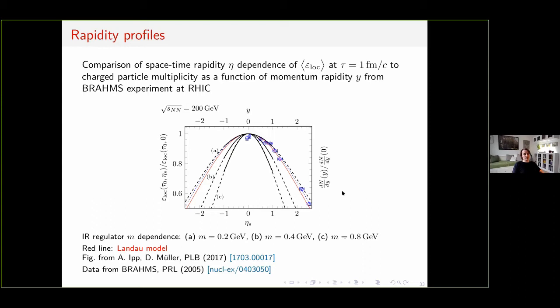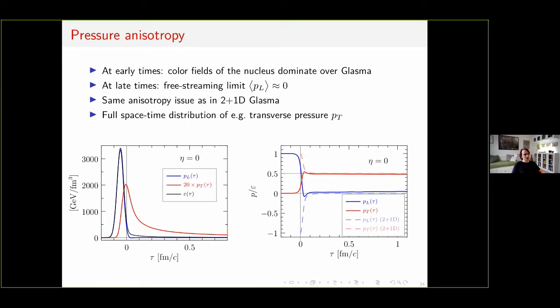At least for RHIC, it's also interesting to plot the lambda model, because this also, at least up to RHIC, roughly gives similar results for the rapidity profiles. Okay, so this was the rapidity band. Now, the other problem we talked about, the pressure anisotropy, is not solved by our approach.